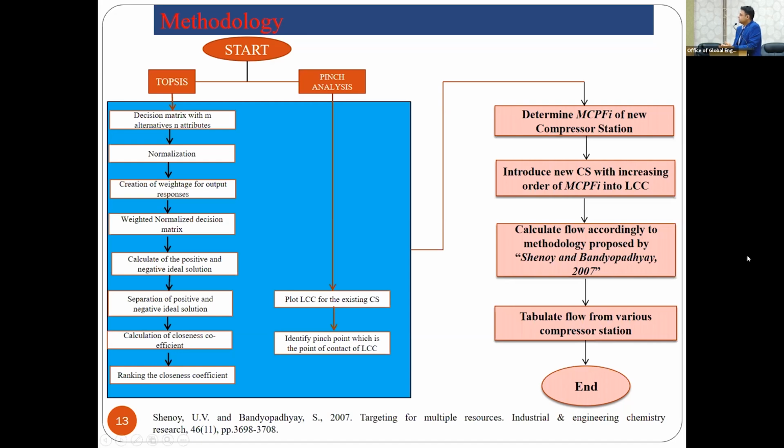Then next we do pinch analysis. Some compression stations are existing, so we plot a limiting composite curve for the existing compression stations. Accordingly, we identify the pinch point, and then we determine the MCPFI, the multi-criteria prioritized factor, for each new compression station. Then we introduce the compression stations in increasing order of MCPFI into the LCC, and the flow is calculated using the methodology. This paper has an established methodology for calculation of flows. And then we finally tabulate our results.